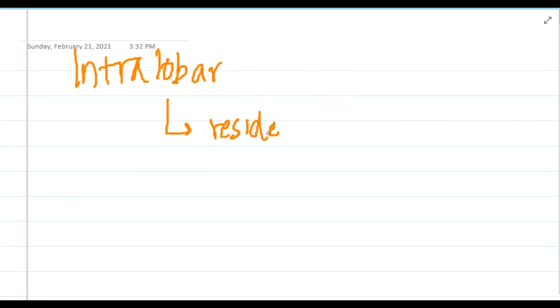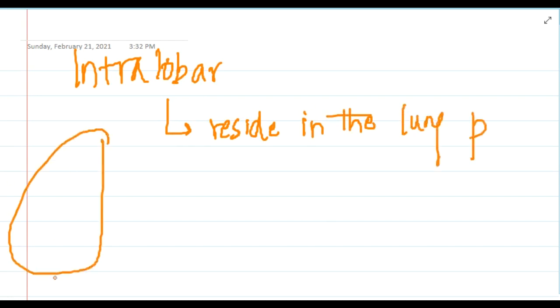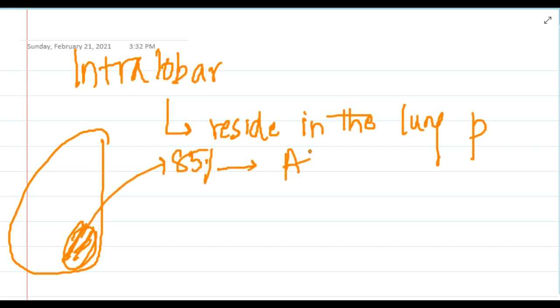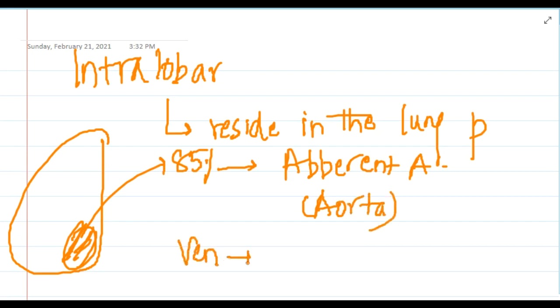First, we will see some important points about intralobar sequestration. Here the abnormal pulmonary malformation will reside in the lung parenchyma. So that means if this is the lung, inside the lung itself you will see this abnormal malformation, and 85% of its arterial supply is derived from an aberrant artery arising directly from the aorta. The venous drainage is through the inferior pulmonary vein.